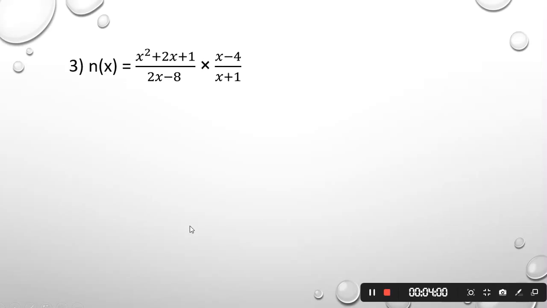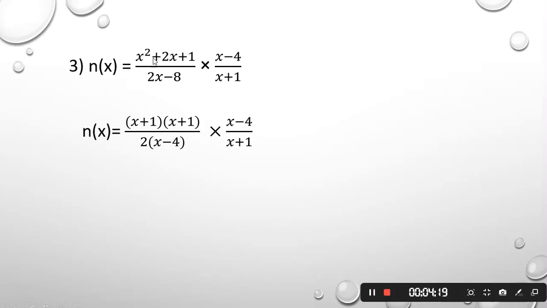Number 3, in page 51: (x power 2 plus 2x plus 1) over (2x minus 8), multiplied by (x minus 4) over (x plus 1). Factorizing, this becomes (x plus 1)(x plus 1) over 2 times (x minus 4), times (x minus 4) over (x plus 1).